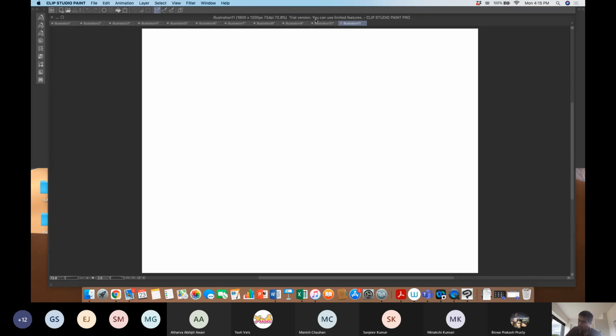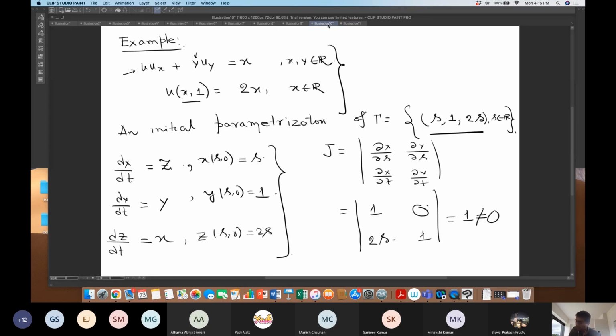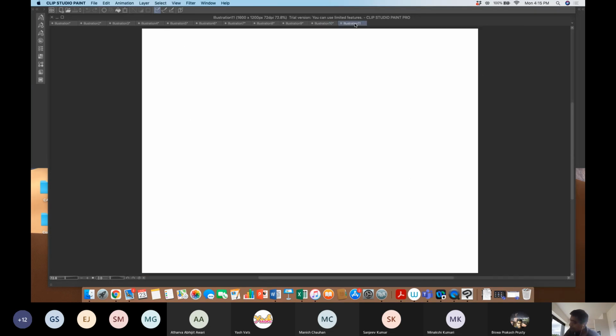Okay? Now what is the solution? What is dy by dt equal to? y. What does it mean? dy by dt equals y, that means y of (s, t) is a constant depending on s times e to the power t. But it is given that y at (s, 0) is 1. This implies y at (s, t) is e to the power t. That is, y equal to e to the power t.